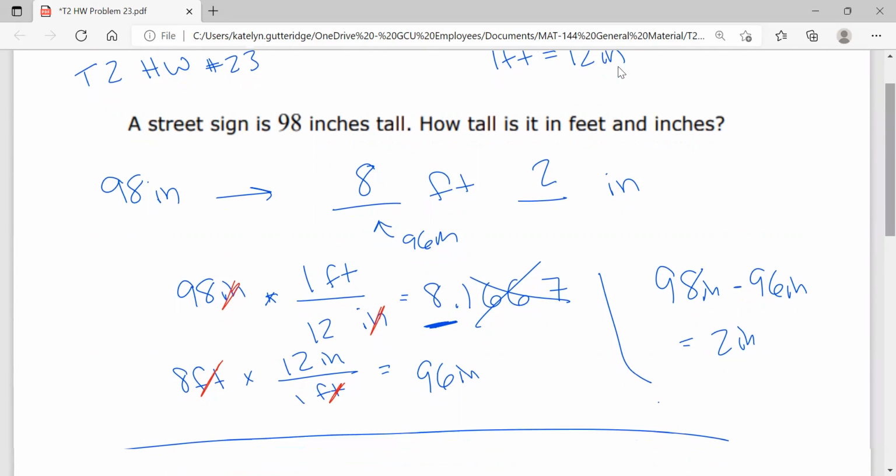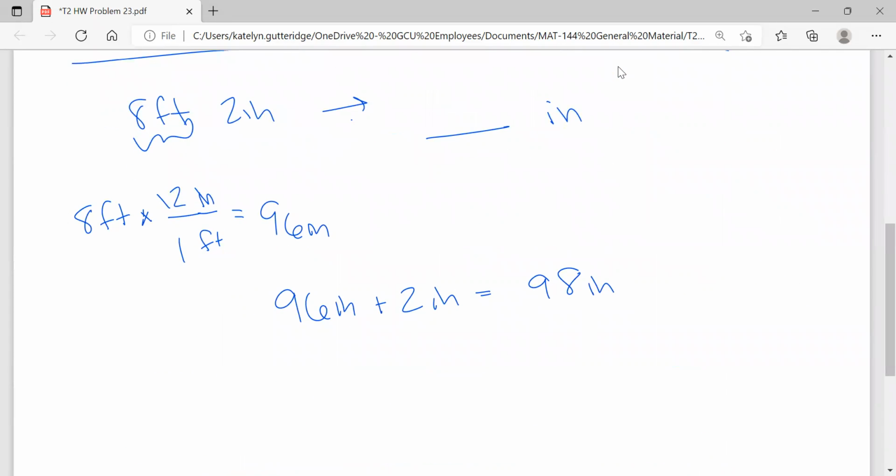If you do it the opposite way, if you're trying to go from 8 feet, 2 inches to total inches, you want to take the 8 feet and start by converting it into inches. So you're going to take that 8 feet times the 12, get the number of inches. You're going to add that on to the inches you were given in the problem, and then that will give you your total.